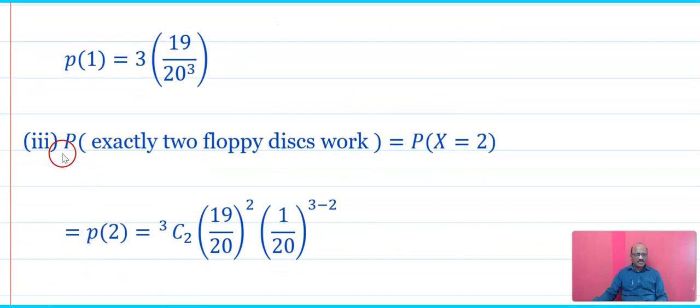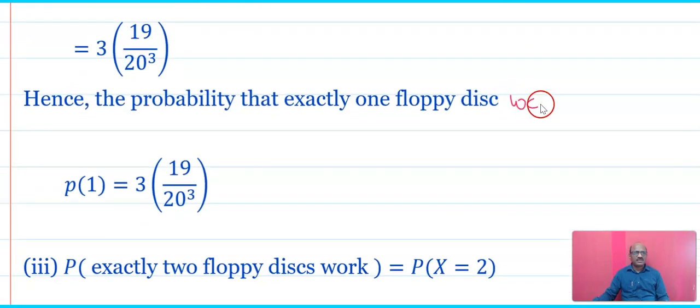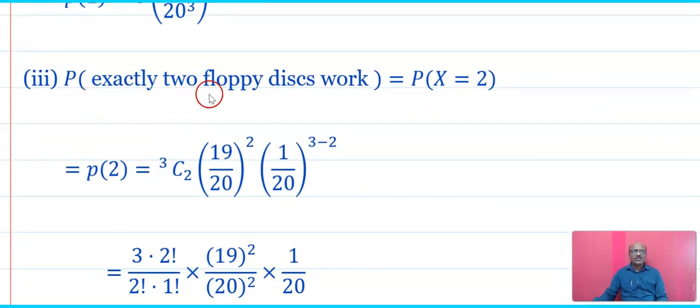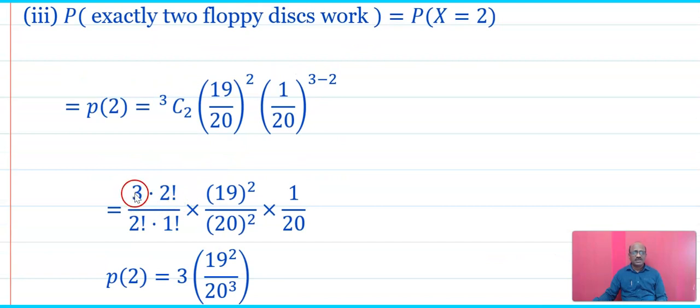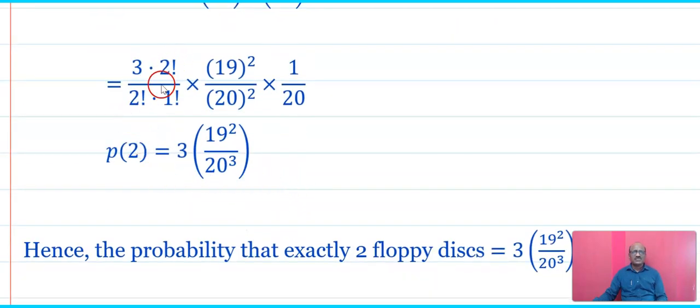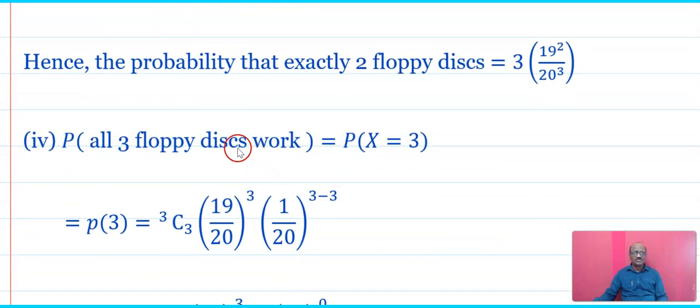Next, the probability that exactly 2 floppy disks work. Okay. Exactly 2 floppy disks work. That is P of capital X is equal to 2. Therefore, it is P of 2, 3C2, 19 upon 20 raised to 2, 1 upon 20 raised to 3 minus 2. And therefore, it is 3 factorial upon (3 minus 2) factorial into 2 factorial, which means 3 into 2 factorial, 19 raised to 2, 20 raised to 2, 1 upon 20. And again, if we simplify this, these terms get cancelled. You will get here 3, 19 raised to 2 and 20 raised to 3. This is 2 and 1, that will become 3. Hence, the probability that exactly 2 floppy disks work is equal to 3 into 19 raised to 2 upon 20 raised to 3.